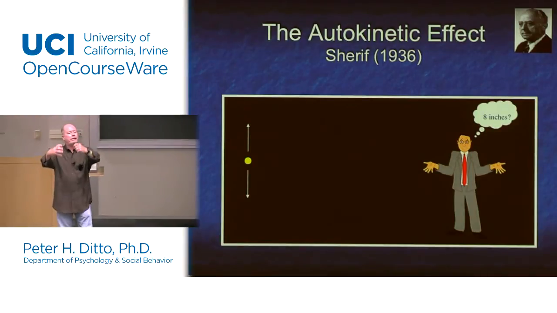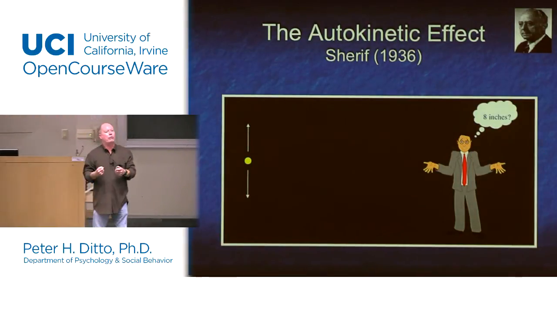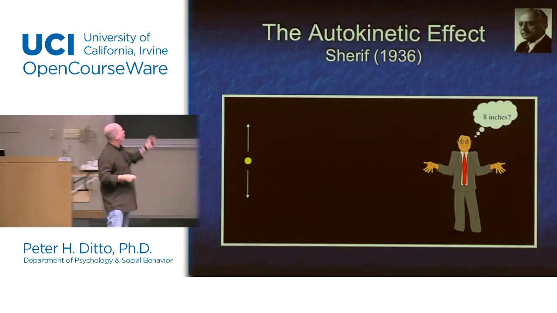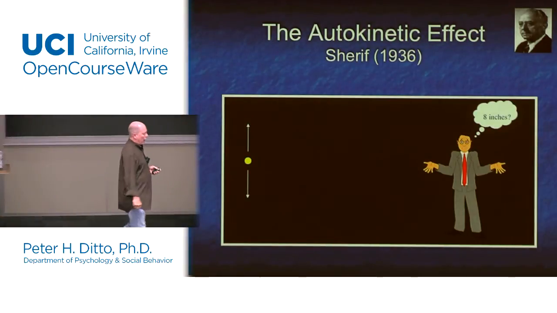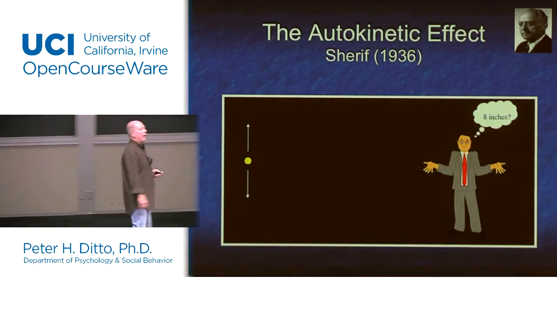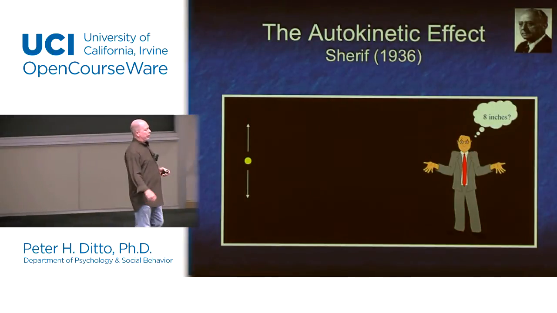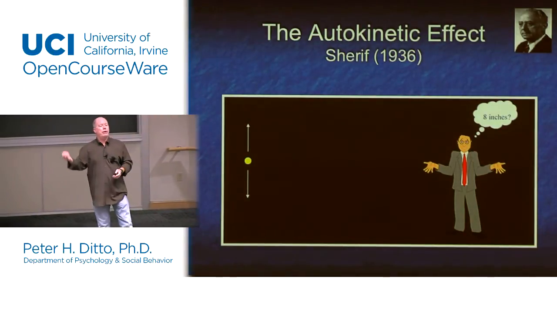He wanted to see if he could take that phenomenon out of the real world, bring it into the laboratory, and kind of pick it apart. So he created this situation that takes advantage of what's called the autokinetic effect. The autokinetic effect: auto means self, kinetic means movement.